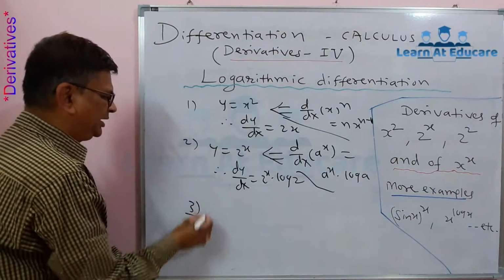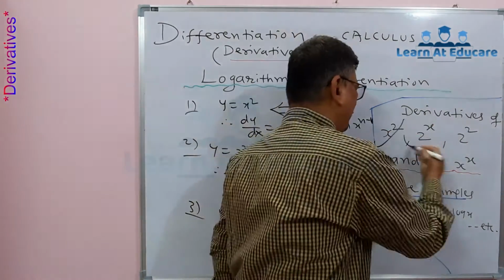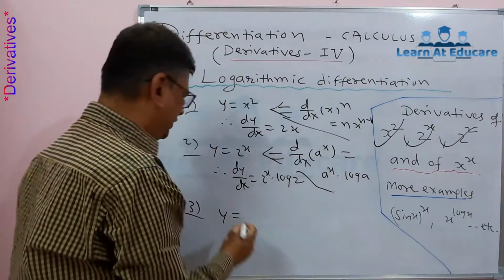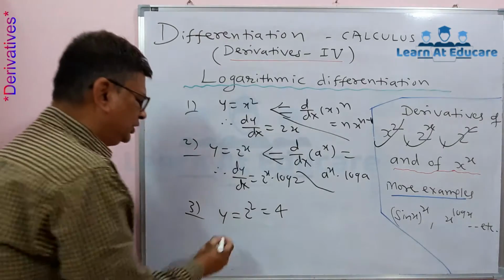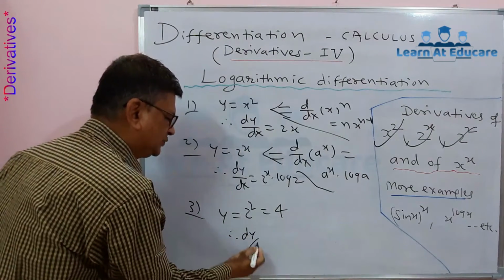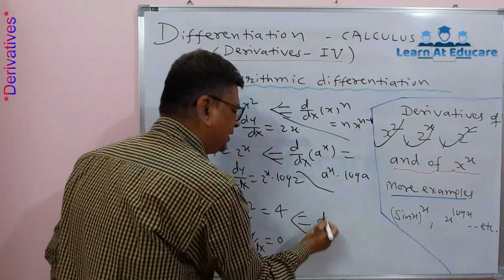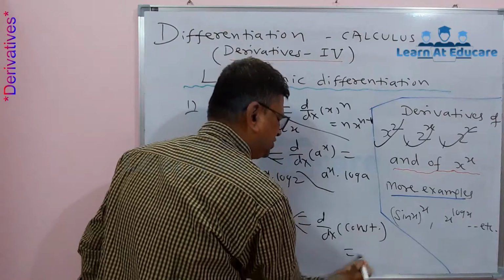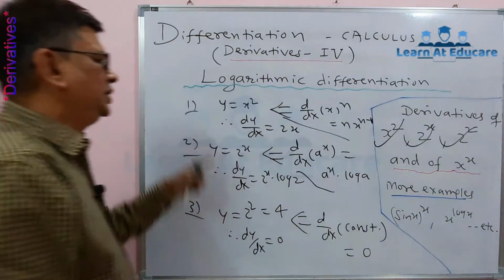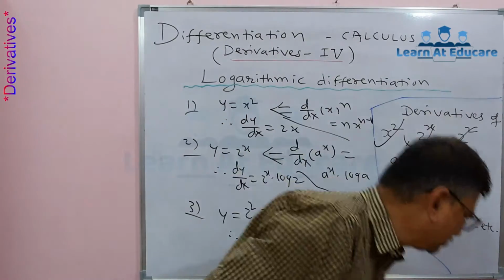Then the third example is the derivative of 2 square. So we take y equal to 2 square. Do you know 2 square, that is 2 into 2, that is 4. Therefore dy by dx will be the derivative of 4, which is 0. This comes from the relation we know, the derivative of any constant is always equal to 0. Now these are some basic functions to know how their derivatives are found.